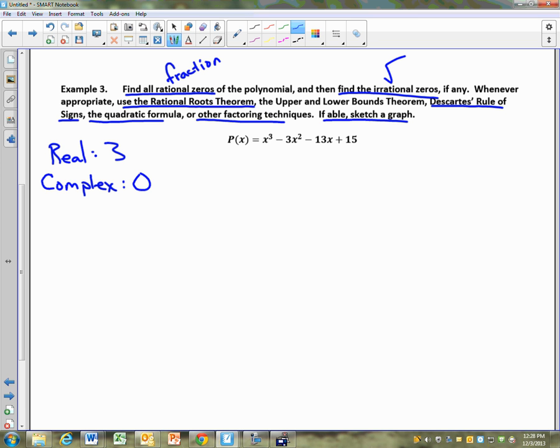So for example, one of these is real, one of them is complex. Which one's complex? 4 plus i. If 4 plus i is a solution, 4 minus i might be a solution as well. Okay? So they always come in pairs. You always have more than one. Always.